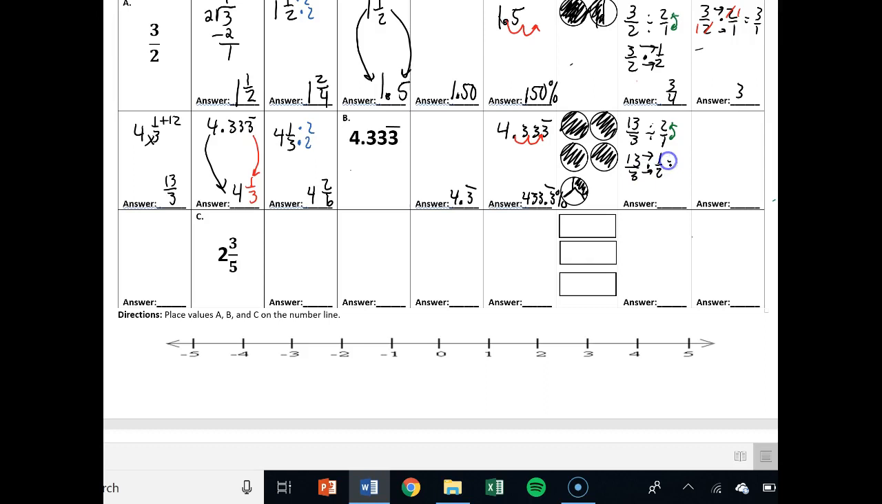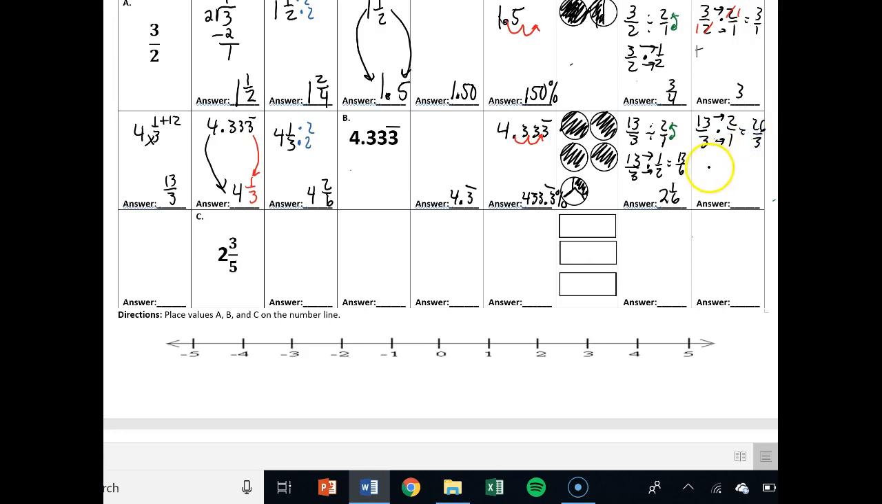I get 13 over 6, and you want to change that from an improper fraction into a mixed number, so that goes in there 2 with 1 left over, 2 and 1/6. And then 13 over 3 times 1/2, and you want to double it, so times 2 over 1, my fault, and you get 26 over 3.